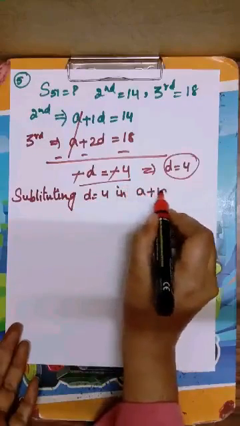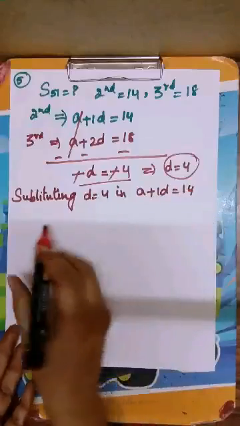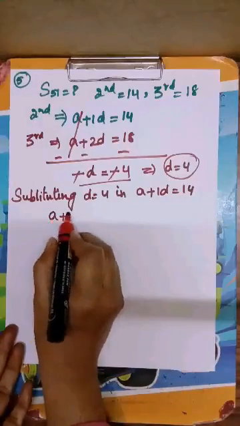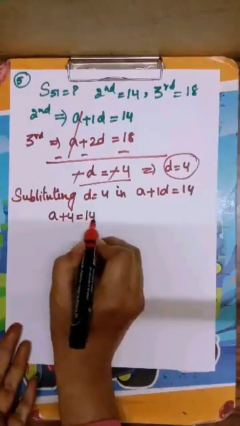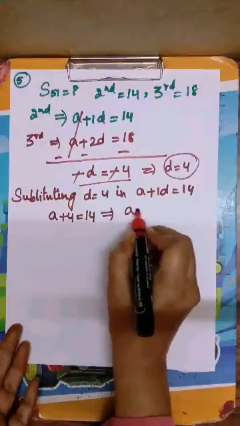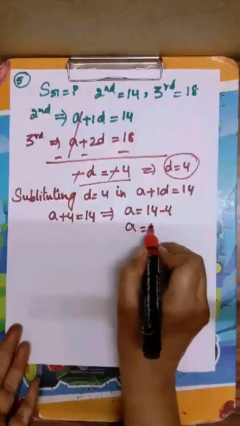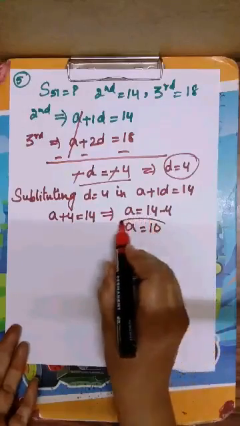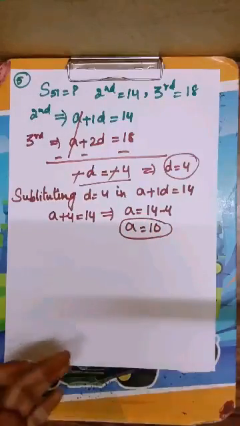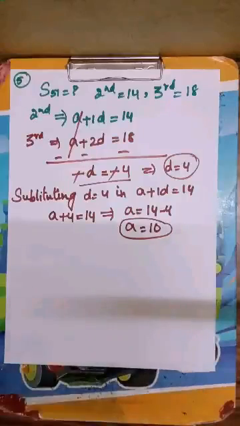Substituting D is equals to 4 in A plus 1D is equals to 14. So A plus 4 is equals to 14. That implies A is equals to 14 minus 4. So A is equals to 10. We got the value of A as 10. What we have to find? We have to find S51.